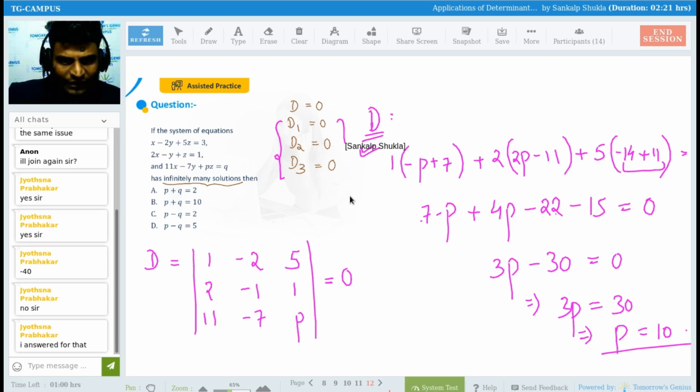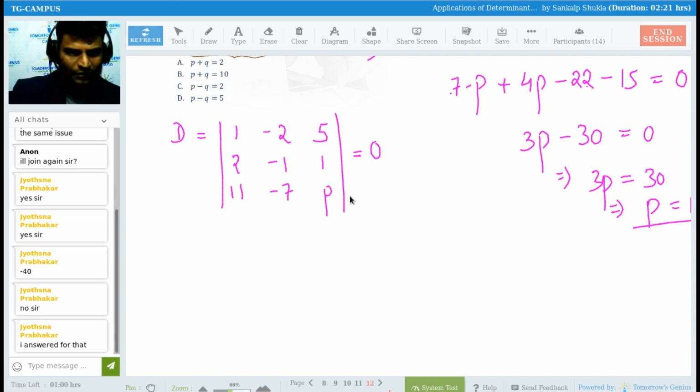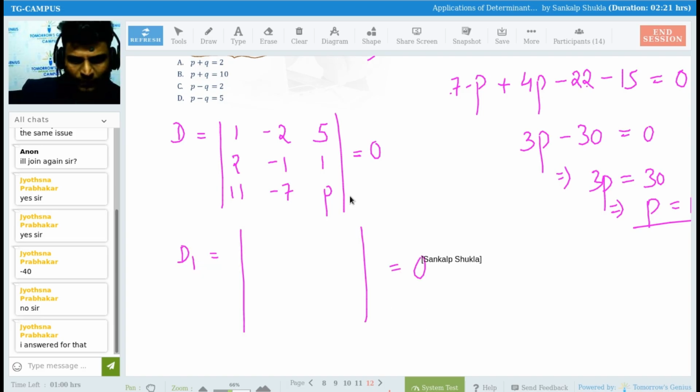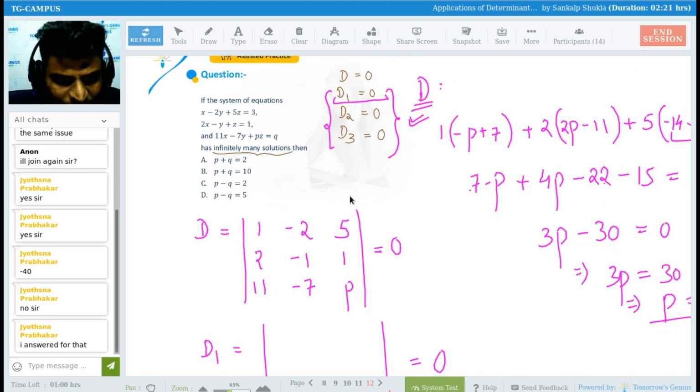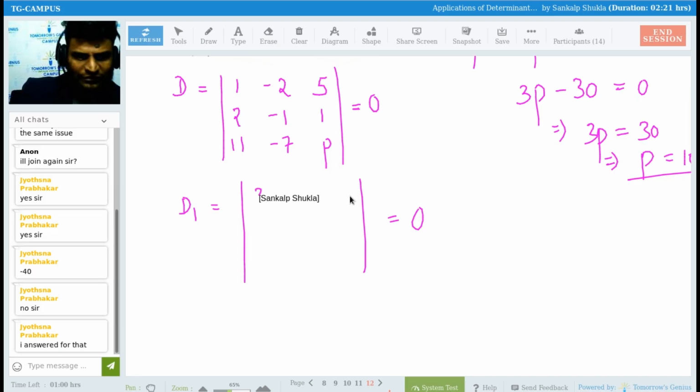Now we will execute these conditions. So D1 is equals to 0. So what will be the value of D1? D1 will be simply just replace your first column from the answer. So what are the answers? Answers are 3, 1 and Q. So here I'll write 3, 1 and Q.